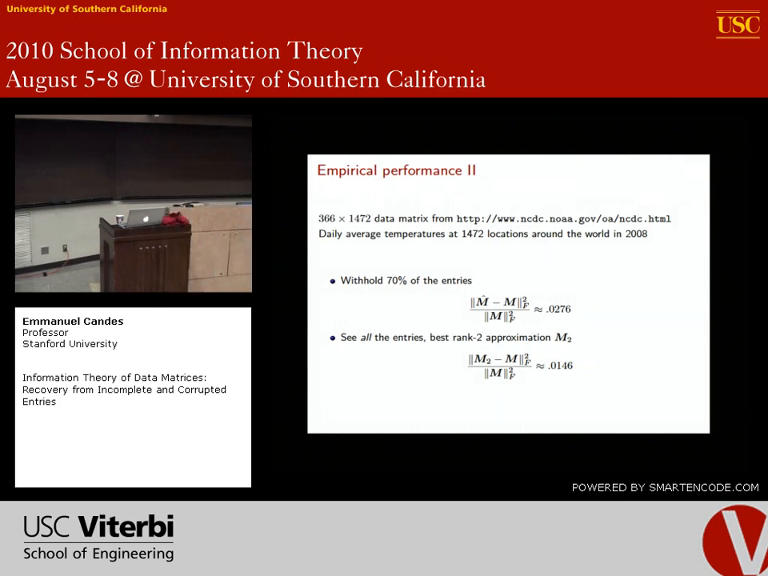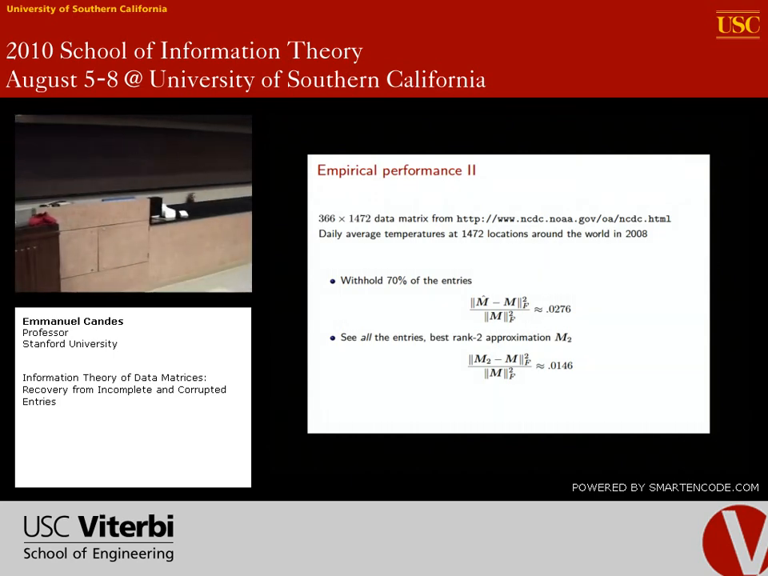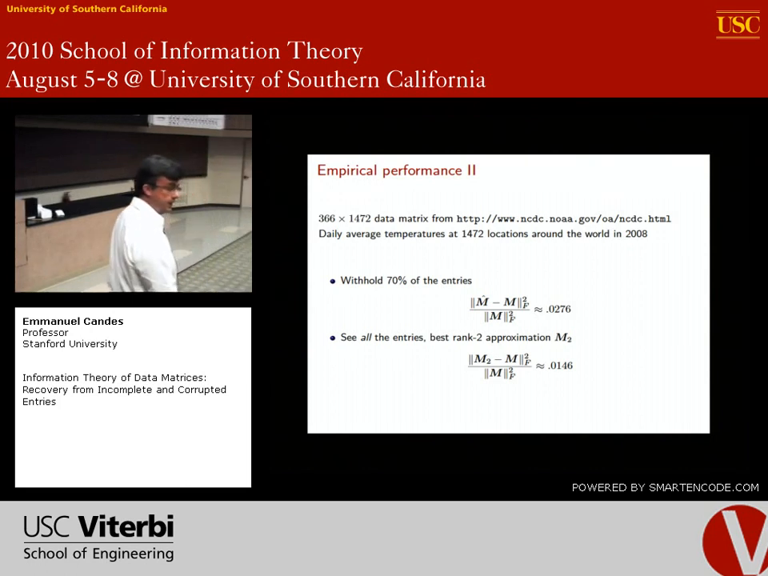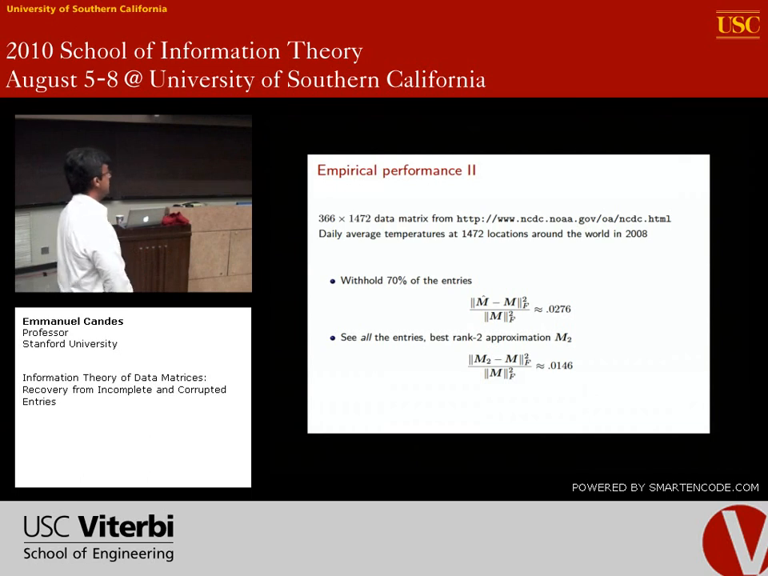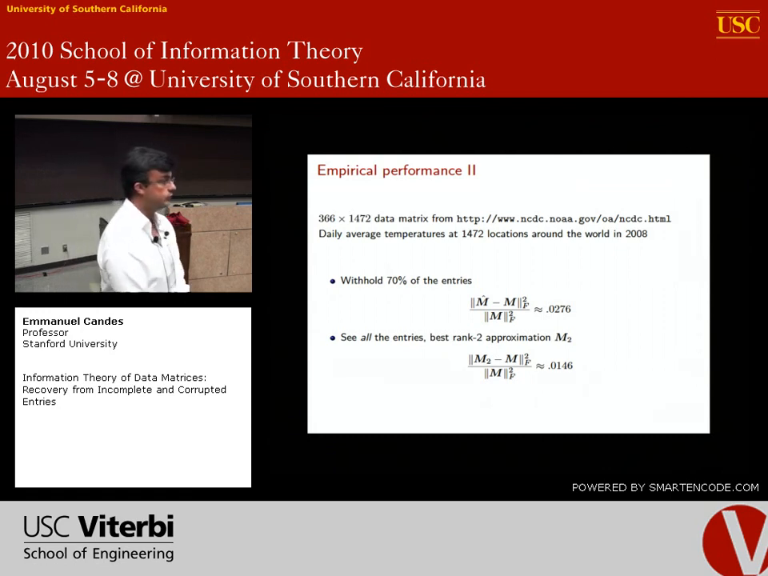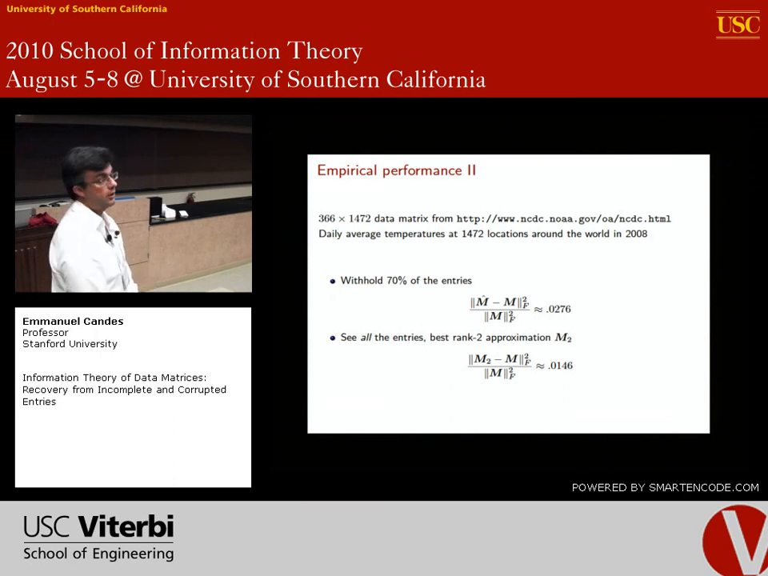So we could predict all the entries to within 2% of accuracy, even though we were looking at a tiny fraction of its entries. And the reason is, of course, that this matrix is well approximated by a rank 2 matrix. Since if I take the original matrix and I look at the truncation of the SVD that only keeps the top 2 singular values, then it's a very good approximation, meaning that these temperatures are very low rank.